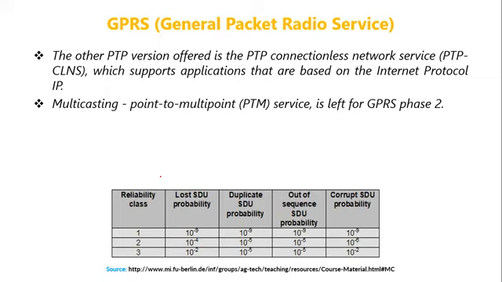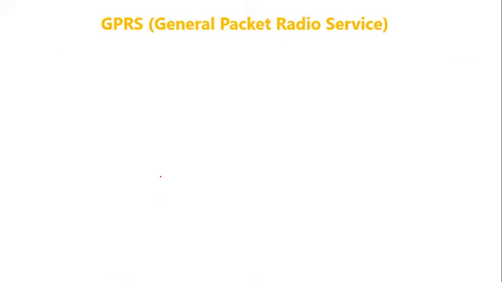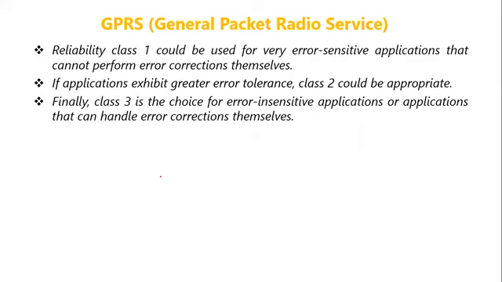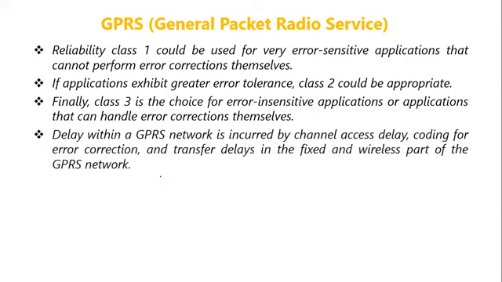Multicasting, called point-to-multipoint service, is left for GPRS phase 2. The users of GPRS can specify a QoS profile, quality of service. That is, the users can specify the minimum quality of service they are expecting, and this will determine the service precedence, like whether the service should be high, normal, or low, or the reliability class or delay class.